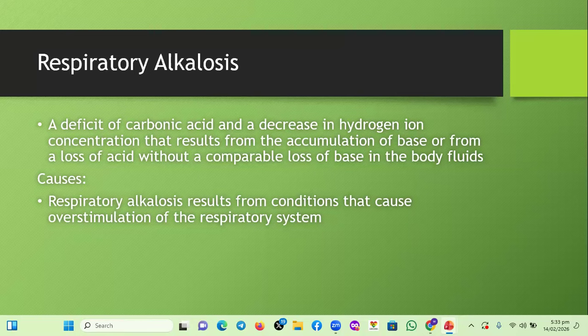Okay, so respiratory alkalosis is just the opposite of what we just talked about. What is happening here is that the person is bringing out more carbon dioxide. We said that carbon dioxide in itself is acidic. So let me get this.